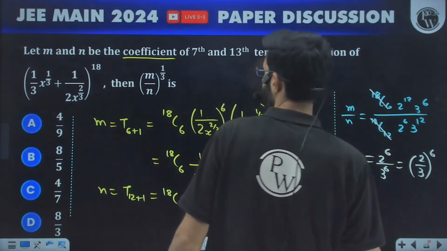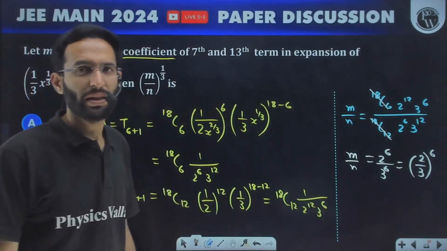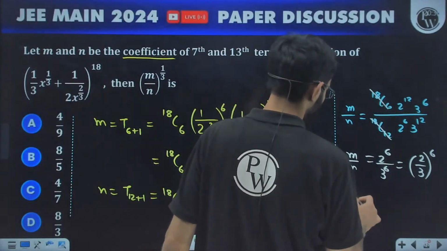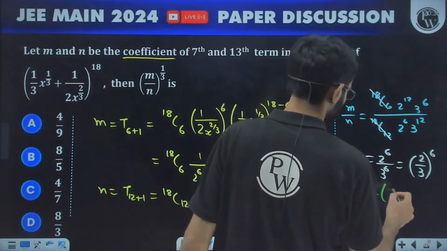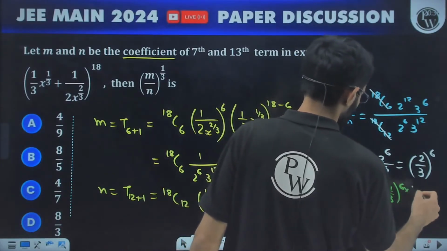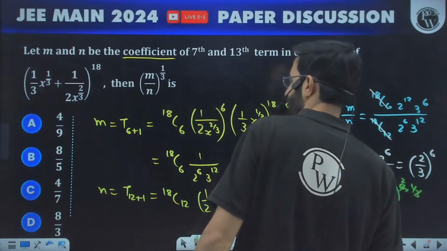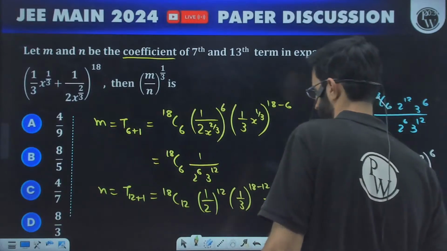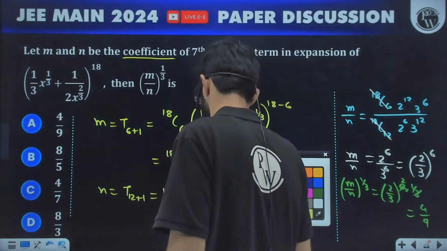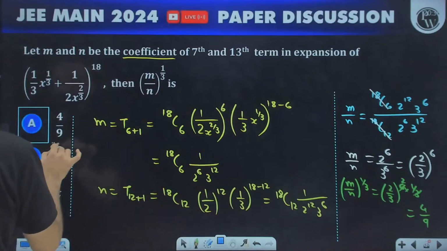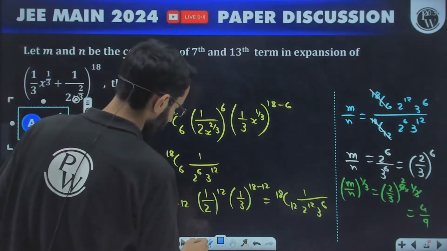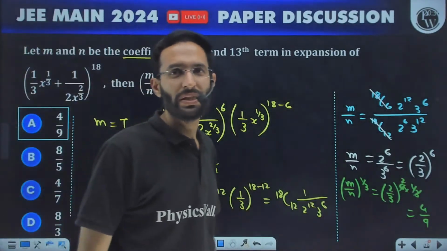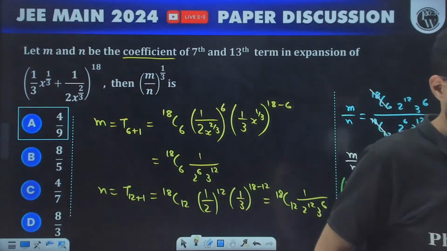But they want us to find the value of m by n to the power 1 by 3. So if you give 1 by 3 power on both sides, the value of m by n to the power 1 by 3 will become 2 by 3 to the power 6 to the power 1 by 3, which is 2 by 3 squared. Square of 2 will give you 4 and square of 3 will give you 9. The final answer will be 4 by 9. Hope this is clear to you. Can we move towards the next question, please?